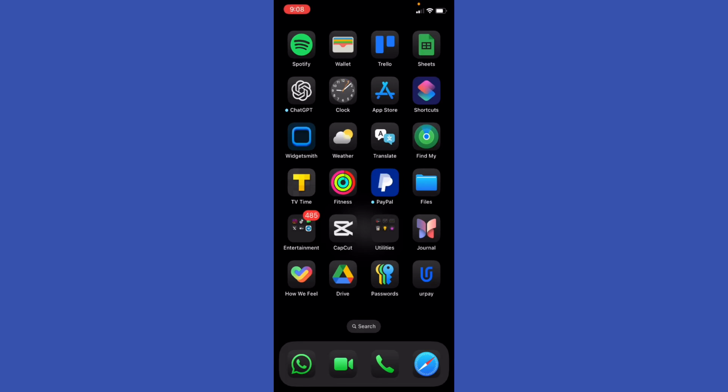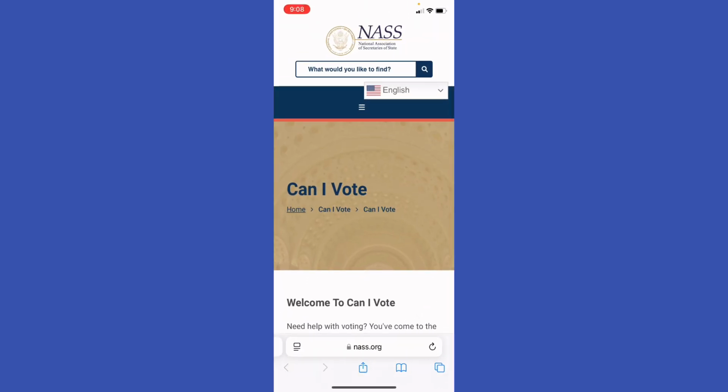How to understand electoral college votes. So, first of all, the electoral college is a mechanism established by the U.S. Constitution for electing the president and vice president. There are 538 electoral college votes in total. A candidate needs a majority of 270 votes to win the presidency.